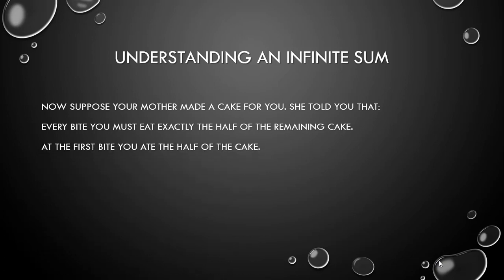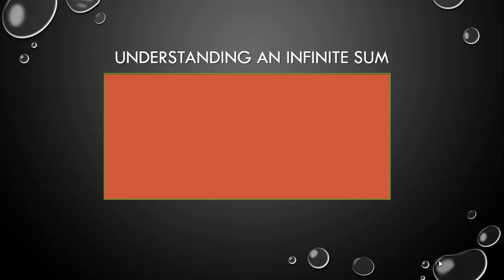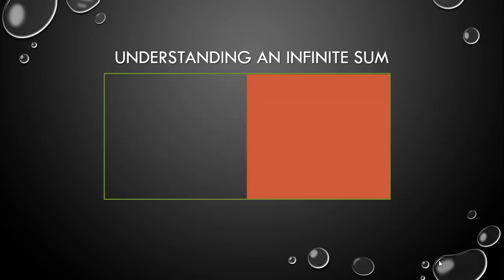At the first bite you ate half of the cake. How many bites will it need to finish the cake? Now suppose this is the cake. This is a chocolate cake your mother made for you, though the color is not actually chocolate, it is brown. Whatever, take it for a cake. Now, at the first bite, you have eaten half of the cake.